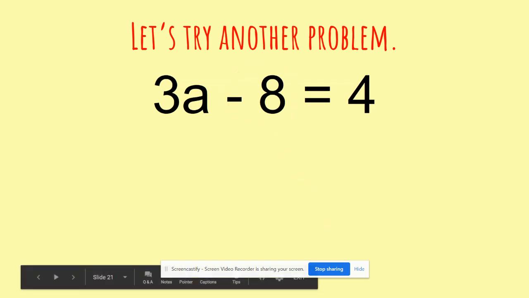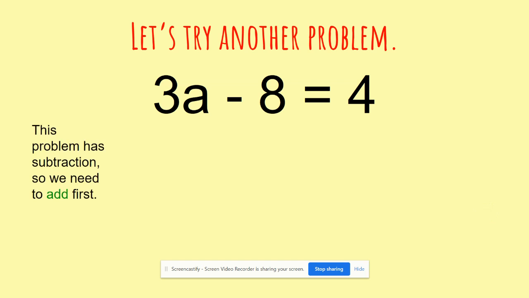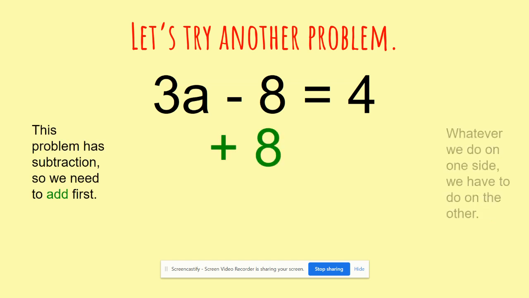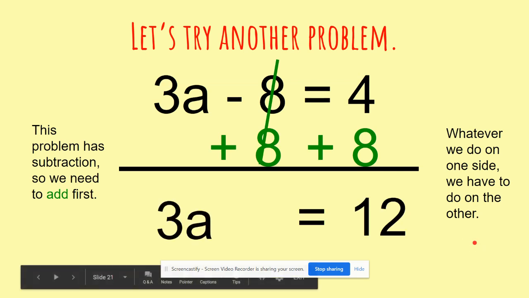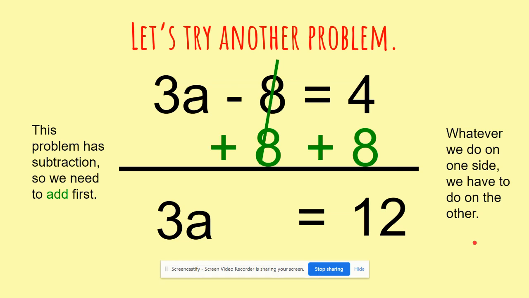So the opposite of that is to add. I'm going to add 8 to both sides. 8s are going to cancel. On the left side, I'm going to bring down my 3a. And on the right side, I'm going to add 4 and 8 together. There we go. We did our first step. Okay, we got it down to 3a equals 12.